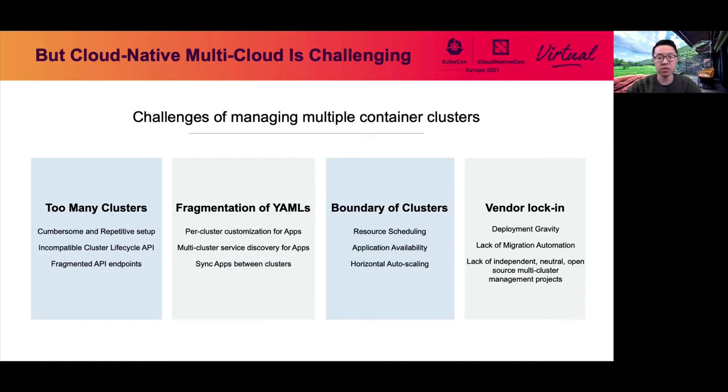As more and more applications run on top of Kubernetes, you may result in the following situations. The first one, too many clusters. Repetitive setup due to the incompatible cluster lifecycle APIs or fragmentation of YAMLs. Lack of a simplified way to do per-cluster customization for applications, or functionalities including resource scheduling, auto-scaling, etc., limited to the boundary of clusters. And even more, you may find that you're still locked in somewhere due to the gravity of workload instance and data.